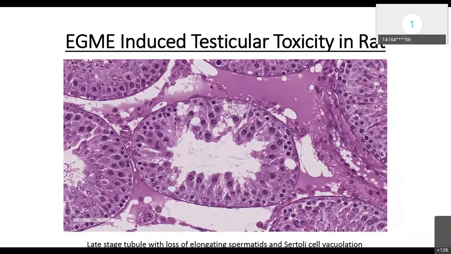The same one, like Sertoli cell vacuolation. Here you would be able to see in the center there is one seminiferous tubule, and at the 11 o'clock position you would be able to see some vacuolations. These are the Sertoli cell vacuolations, and also there are no elongated spermatids within the lumen. So this is all toxicity caused by ethylene glycol monomethyl ether. Next one.